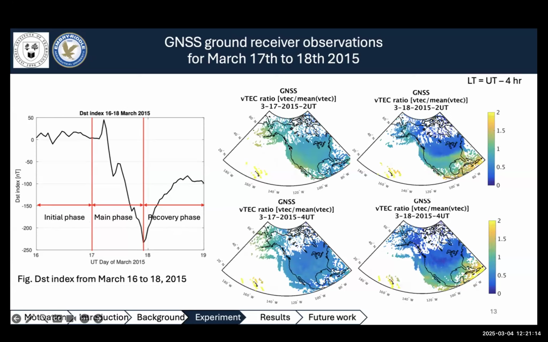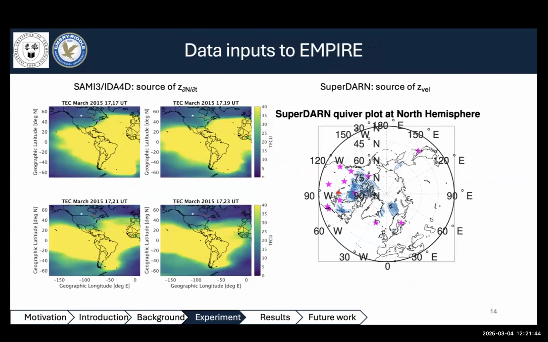So here I show the left column is the main phase, and the right column is the recovery phase. As the GNSS measurements indicate, there is nighttime enhancement near Florida during the recovery phase on March 18th. Therefore, we analyze the storm event.